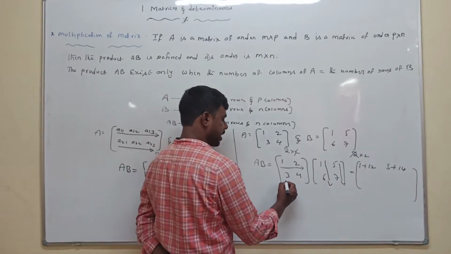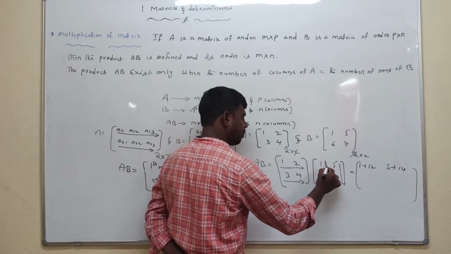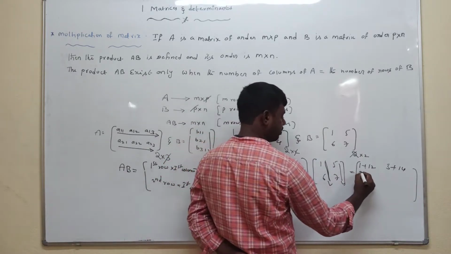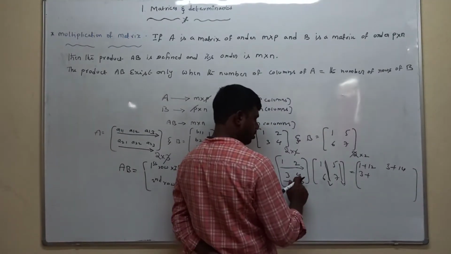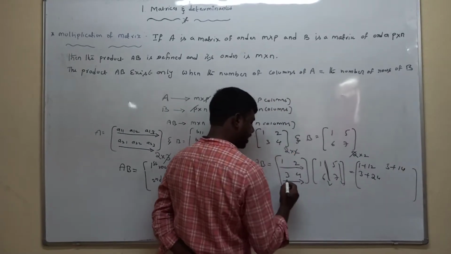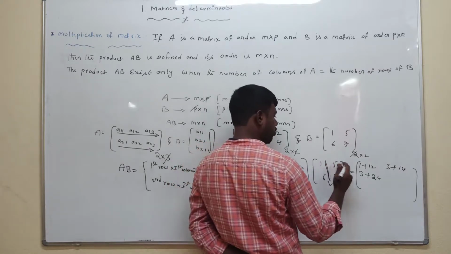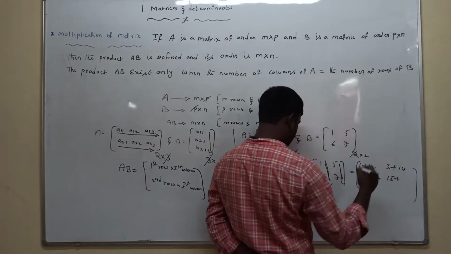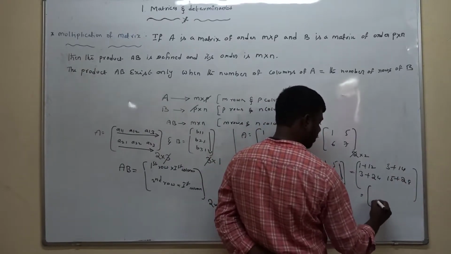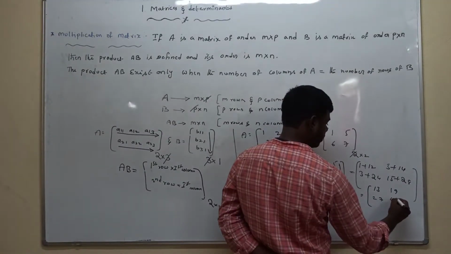Next, we are going to the second row. Product with the second row in the first matrix and first column in the second matrix. So 3 into 1 is 3, plus 4 into 6 is 24. Next, second row, second column. Take the second row from the first matrix and the second column from the second matrix. 3 into 5 is 15, plus 4 into 7 is 28. So like that we get the matrix.